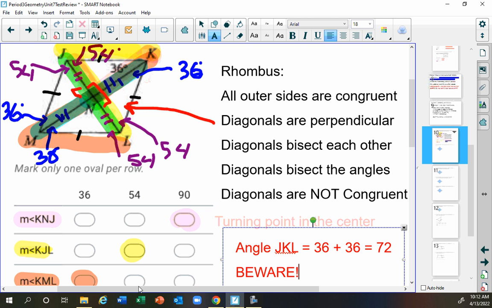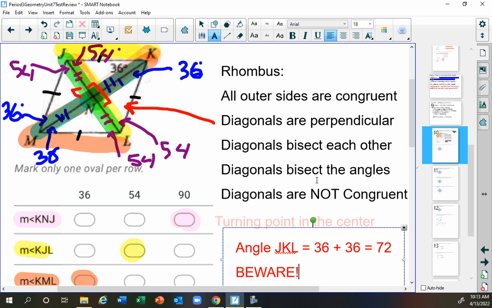More than likely, most of your problems are going to look like this type of problem, but don't be surprised if you see that extra number. You might have to add your two angles. So like with JKL, we had to add JKM plus MKL. You might have to do that. So beware. Okay, questions? All right. So we'll move on.